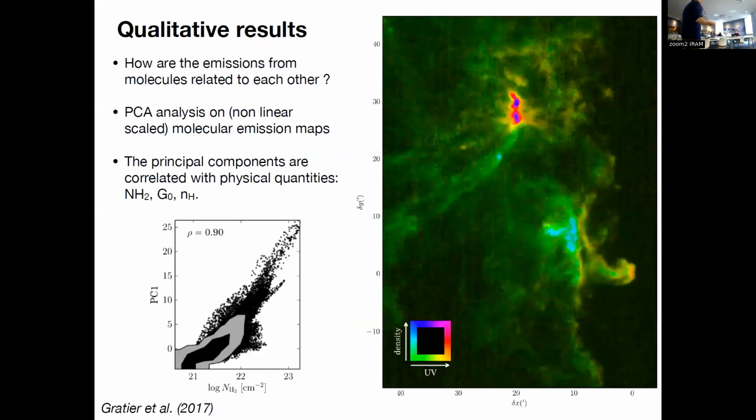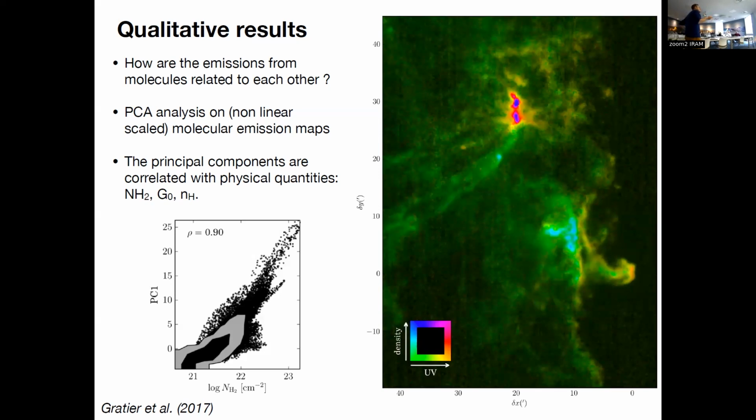In 2017, we made a first paper, which was a qualitative paper, using a principal component analysis on the data set that you've been shown, so several lines across a large map of Orion B. The main question was to see how the emission from molecules were related to each other, which ones were correlated together, which ones were anti-correlated, and which ones did not depend on each other on a linear scale, using a principal component analysis.